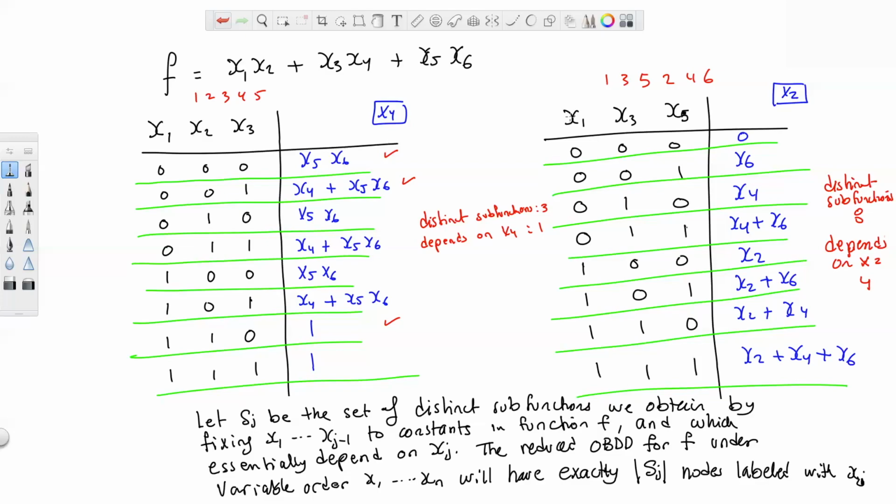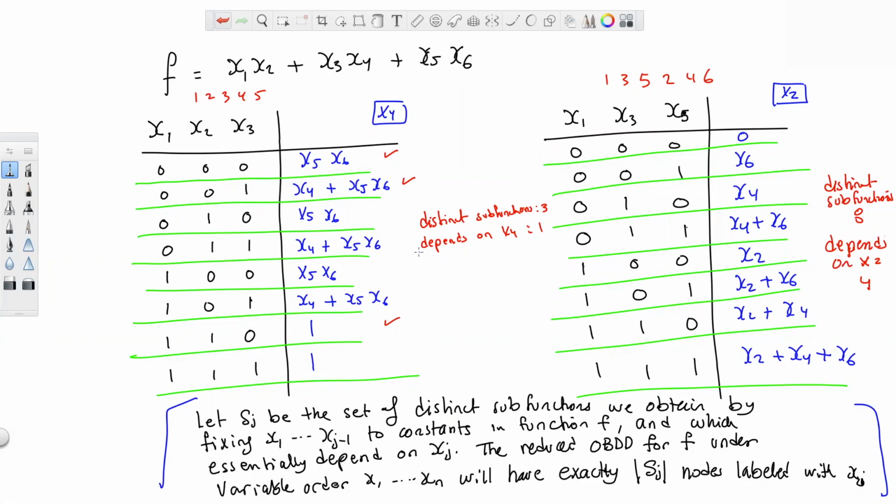And if we use this particular variable ordering here, then after setting x1, x3, x5, we get 8 distinct subfunctions, and only 4 of them end up depending on x2, which is the variable that comes after that. And now we get to the punchline, which is this theorem. And this theorem basically says the following. Let's look at it concretely and then we read it.